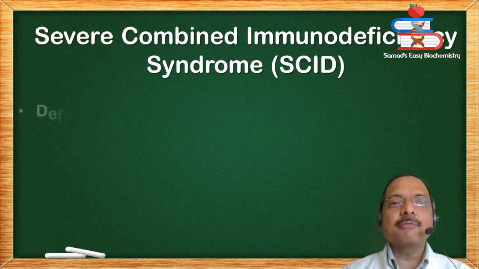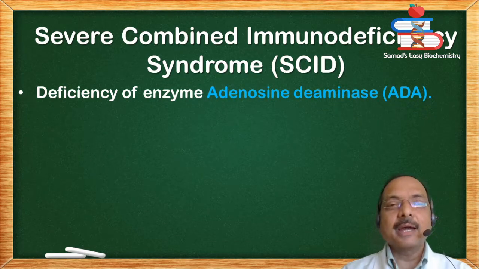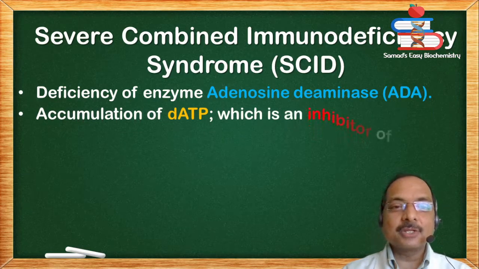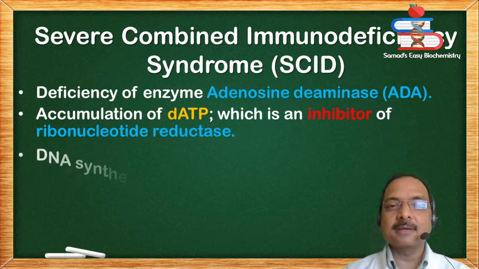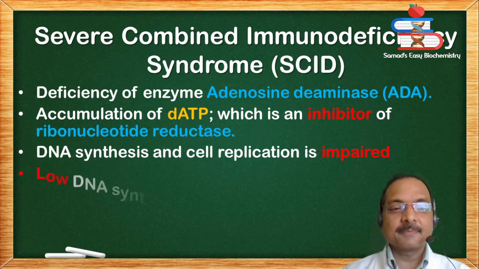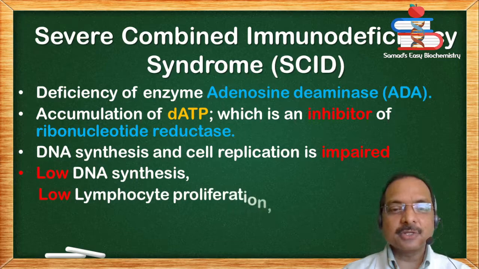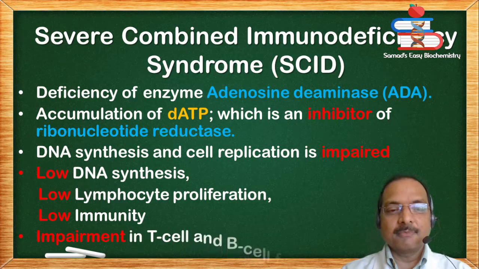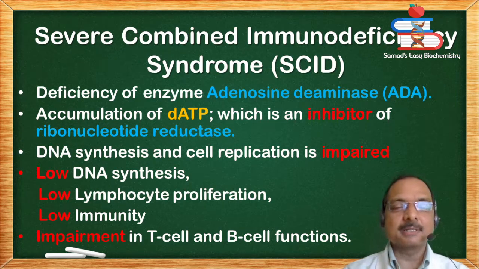Severe combined immunodeficiency syndrome, or SCID. It is because of deficiency of the enzyme adenosine deaminase, or ADA. In this disorder, there is accumulation of deoxy-ATP, which is an inhibitor of ribonucleotide reductase enzyme. DNA synthesis and cell replication is impaired. There is low DNA synthesis, low lymphocyte proliferation, low immunity, and impaired functions of T cells and B cells.